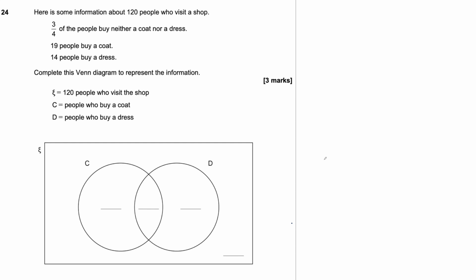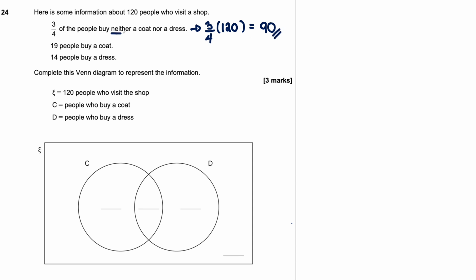Here is some information about 120 people who visit a shop. 3/4 of the people buy neither a coat nor a dress. 19 people buy a coat and 14 people buy a dress. So 3/4 of 120 is 90.